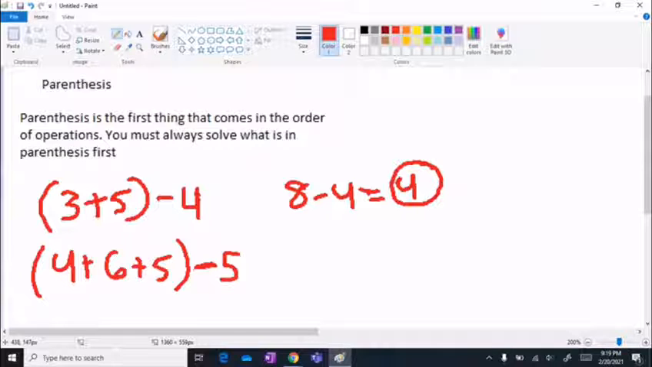Now let's do a more difficult one. 4 plus 6 plus 5 minus 5. This time there's not two numbers in the parentheses, but 3. It doesn't matter which way you solve them, because you're going to get the same answer either way. 6 plus 5 plus 4 will get you the same thing as 4 plus 6 plus 5. So, let's solve it. We're going to do 4 plus 6. 4 plus 6 is 10. Let's write that here. 10 plus 5 is 15.